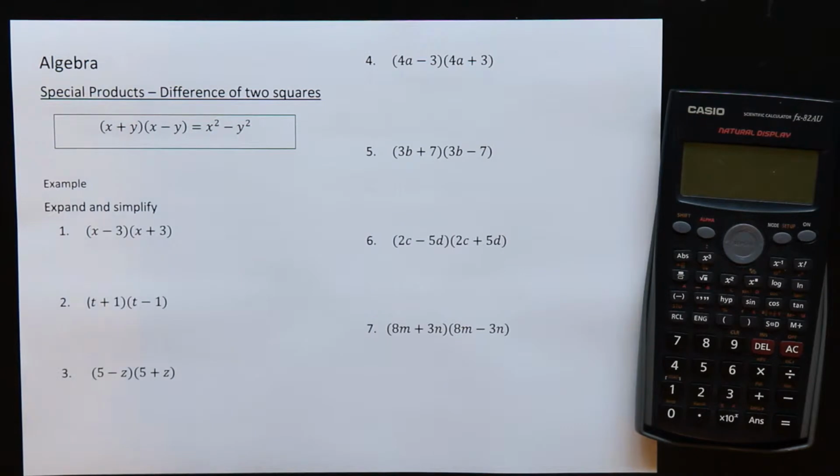This is Jo from Maths Tutor Me. Today we're doing algebra and we're learning another special product, which is the difference of two squares.